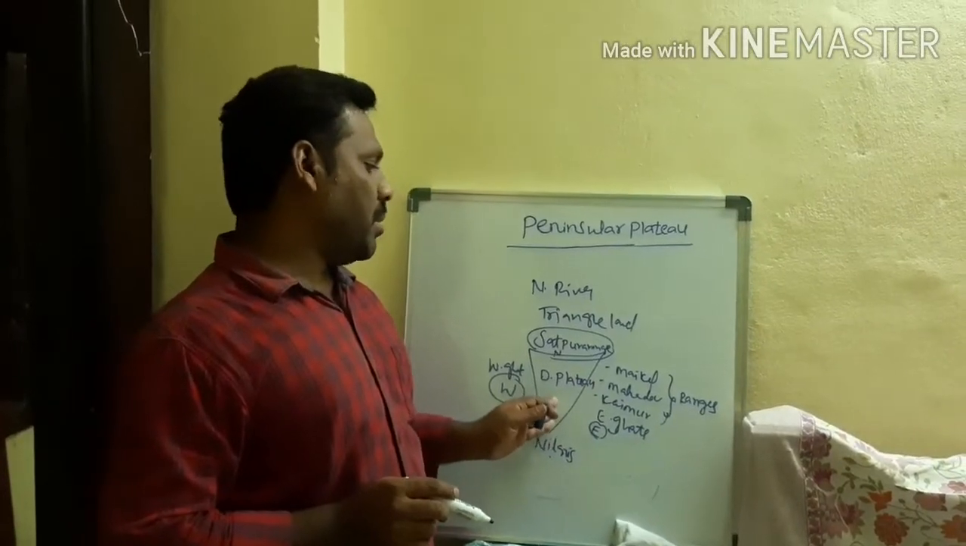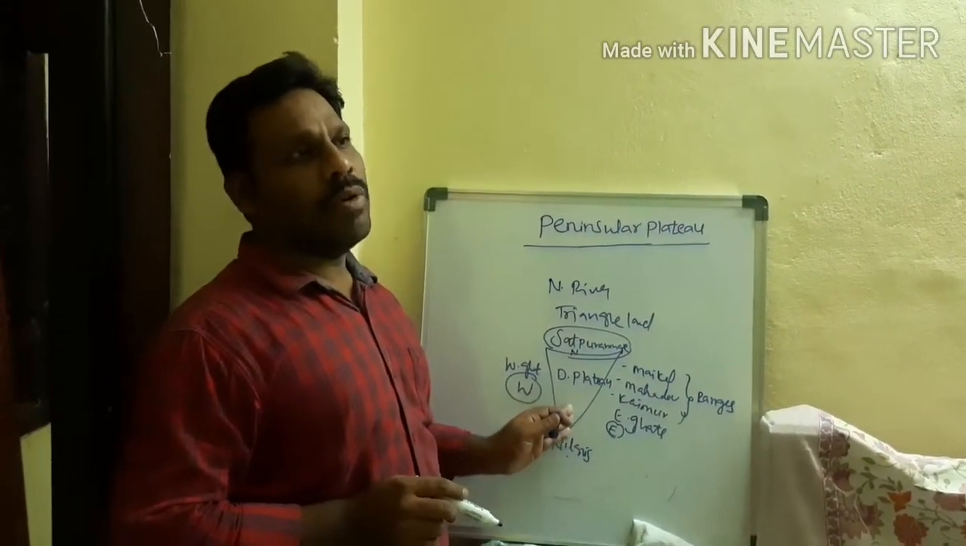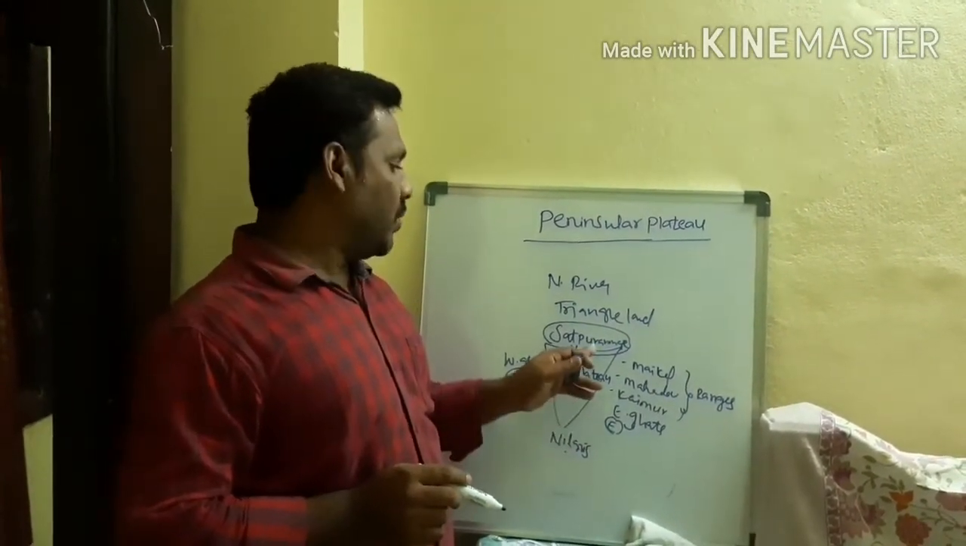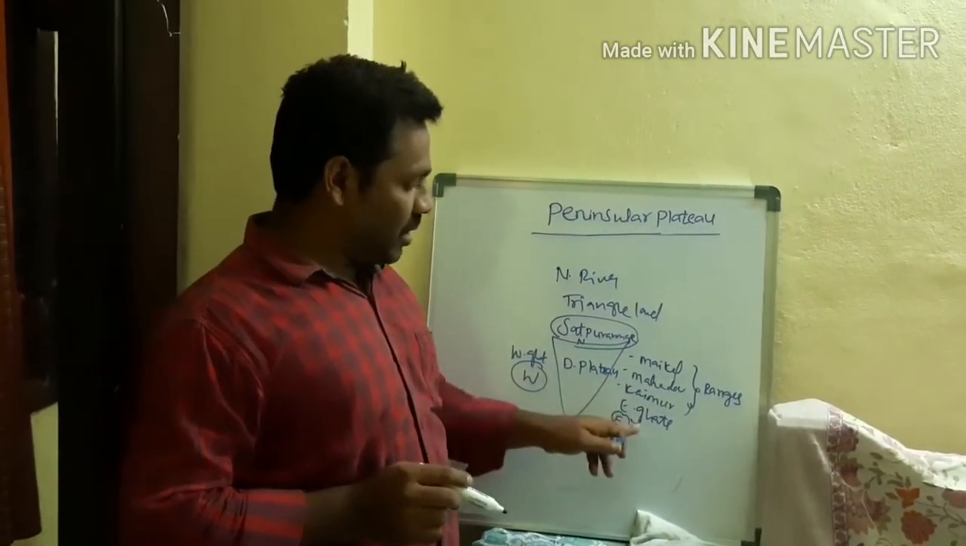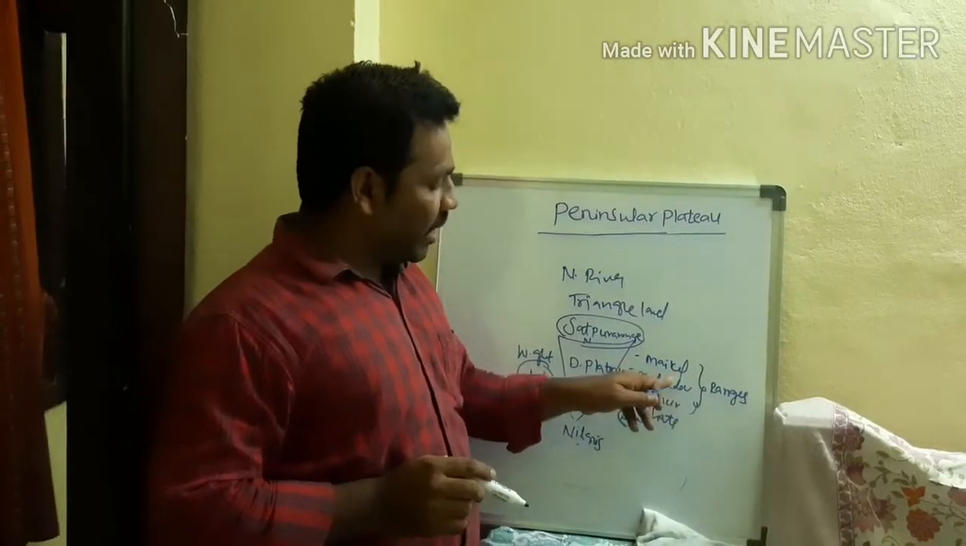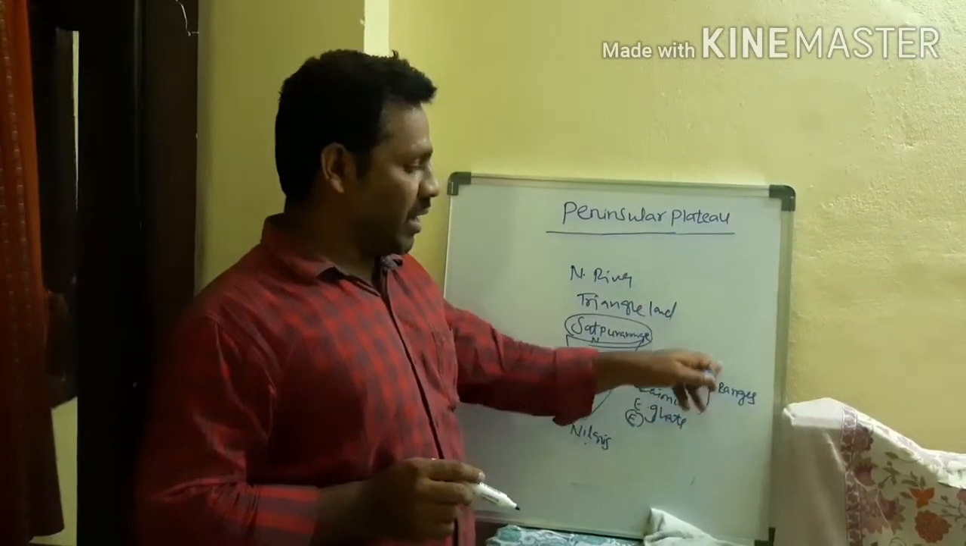In the examination, one more question may be asked: name the boundaries of the Deccan Plateau. In the north we get the Satpura range, in the south Nilgiris, in the western part Western Ghats, and in the eastern part Eastern Ghats, and the Maikal range, Mahadev Hills, and Kaimur ranges we can find here.